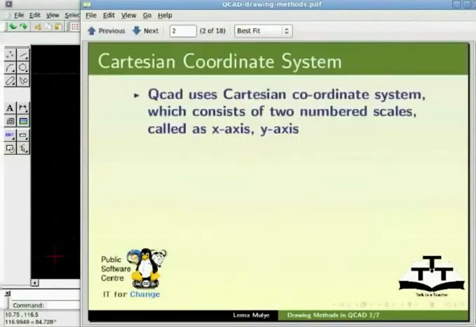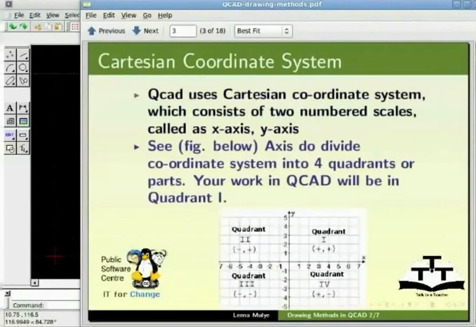qcat uses a Cartesian coordinate system, which consists of two numbered scales called the x-axis and y-axis. These are perpendicular to each other, and these axes divide the coordinate system into four quadrants. Your work in qcat will mostly be in quadrant 1. The point where these axes meet is called absolute 0, 0 or the origin point.